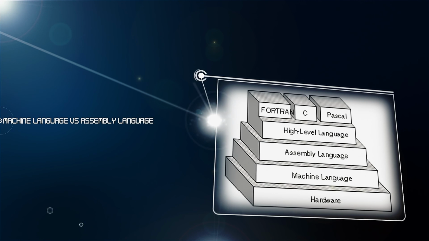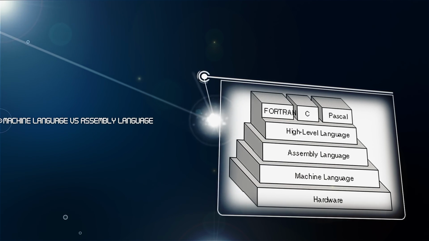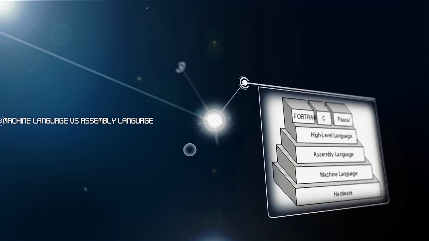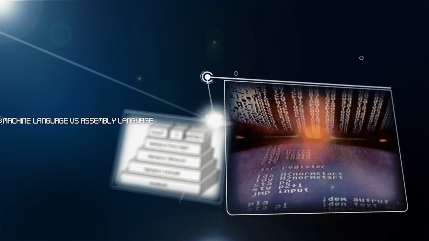An assembly language contains the same instructions as a machine language, but the instructions and variables have names instead of being just numbers. Programs written in high-level languages are translated into assembly language or machine language by a compiler. Assembly language programs are translated into machine language by a program called an assembler.